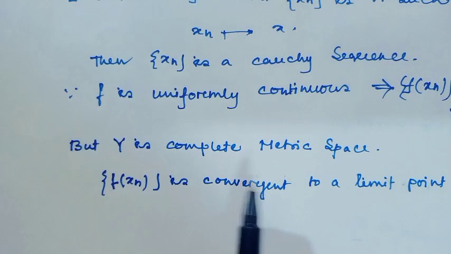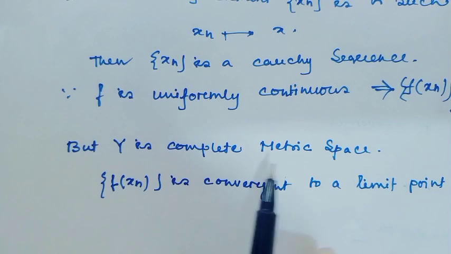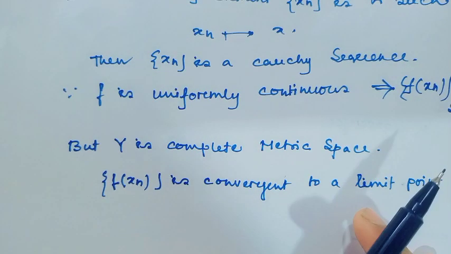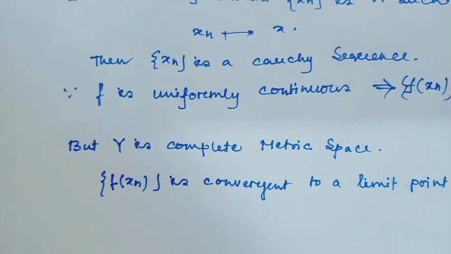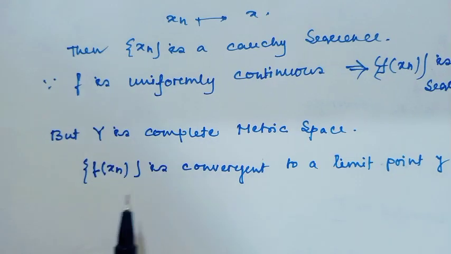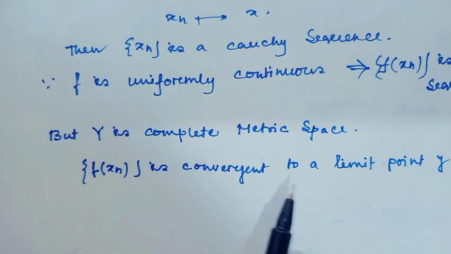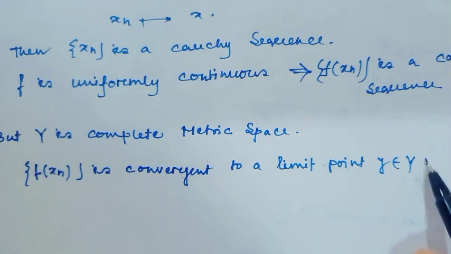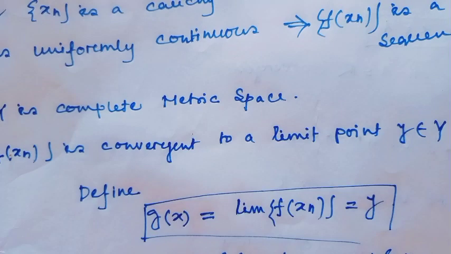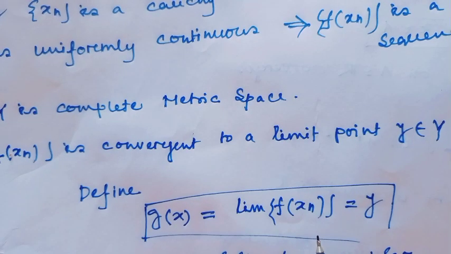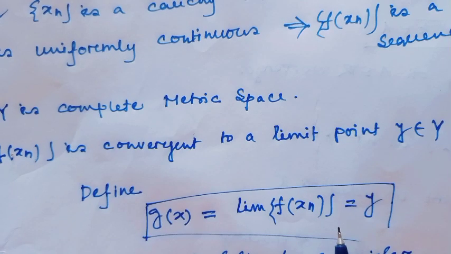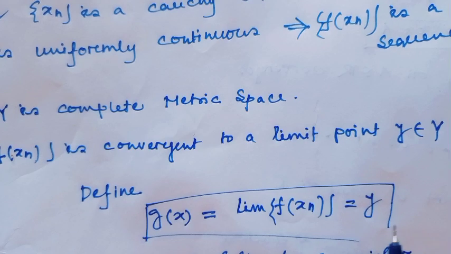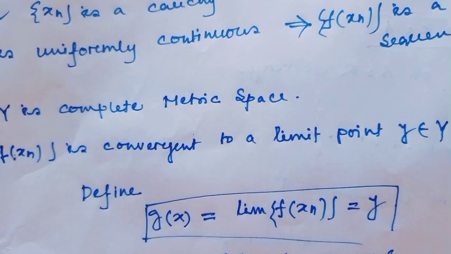Since the given metric space Y is a complete metric space, therefore obviously this Cauchy sequence converges to a limit. So f of xn converges to a limit point y which belongs to the set capital Y, and consider this limit: the limit of f of xn equals g of x, which is actually equal to y.